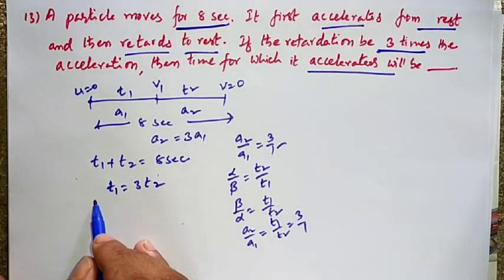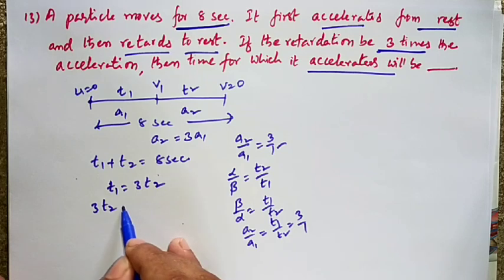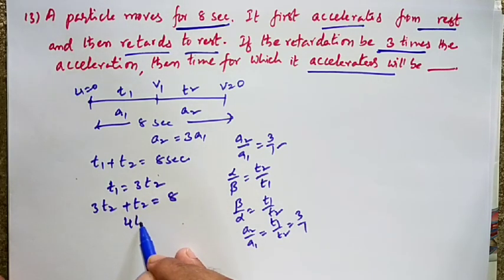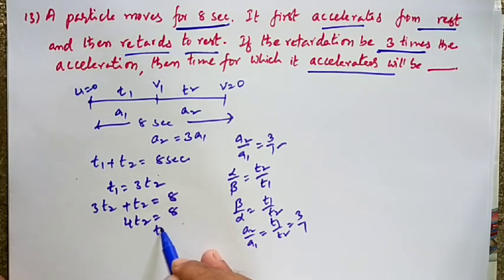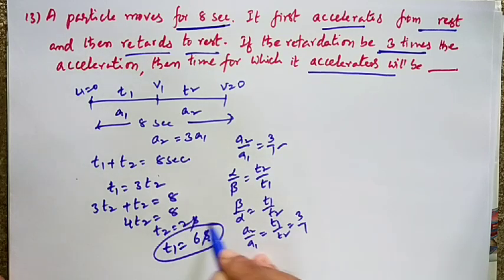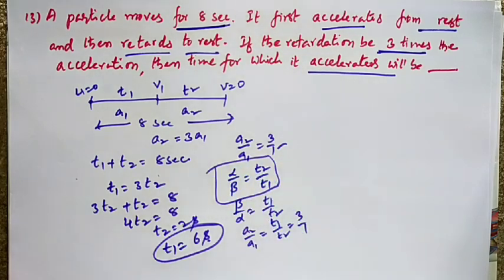Now substitute that. 3 T2 plus T2 is equal to 8. Therefore 4 T2 is 8. T2 is 2 seconds. Then T1 is 6 seconds. This is our answer. Very simple, using this relation that we derived in the previous question. In this way it will be very easy if you derive some of the relations. See the next problem.